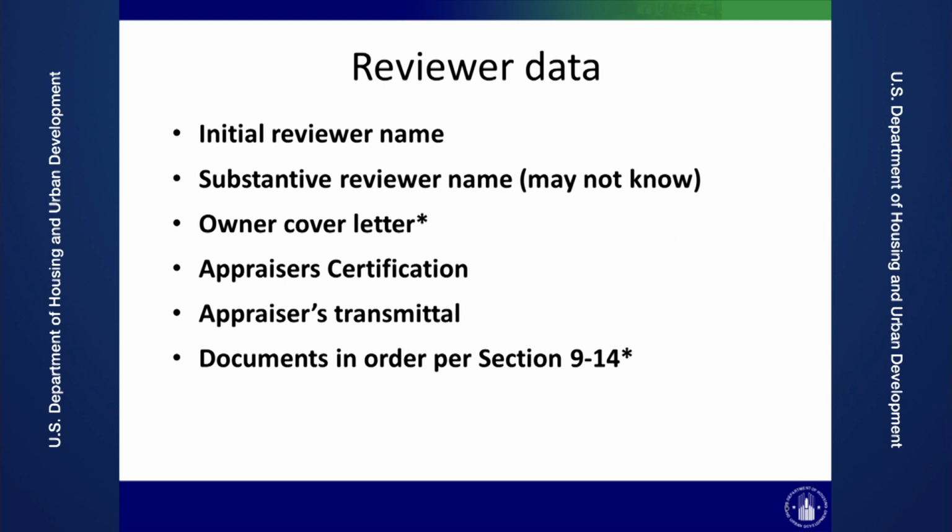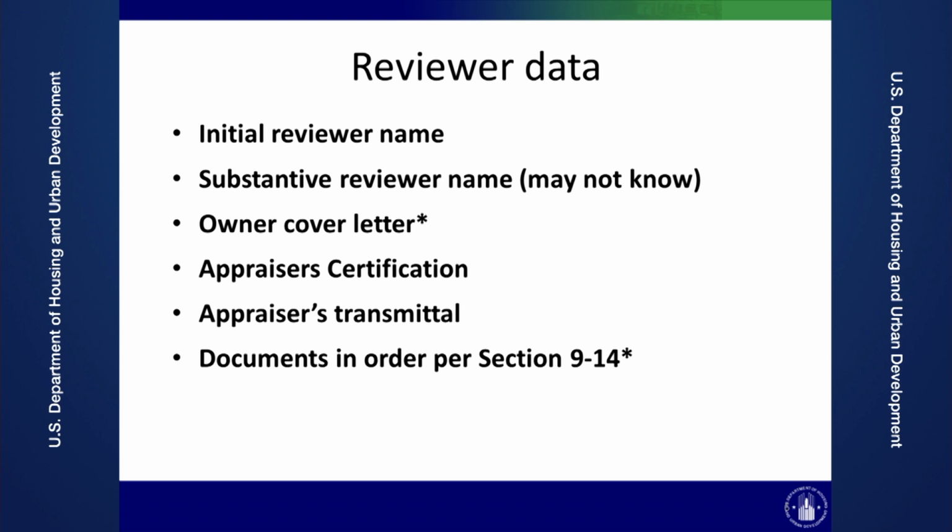The reviewer data, which is just a little bit lower down on that first page, the initial reviewer name, the substantive reviewer name, if you know it at the time, and you may not. The 9th question is the owner cover letter. Again, here's one of those instances where we found that there was some missing documentation, where somewhere in the neighborhood of 44% of the documents that were reviewed by the contractor did not have an owner cover letter. We really need to have that, and it needs to be checked.